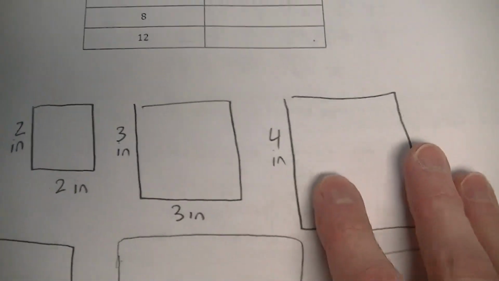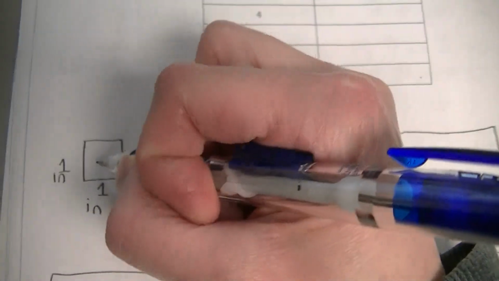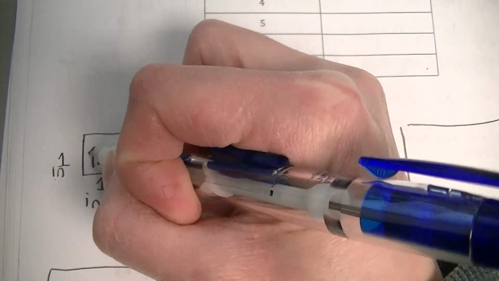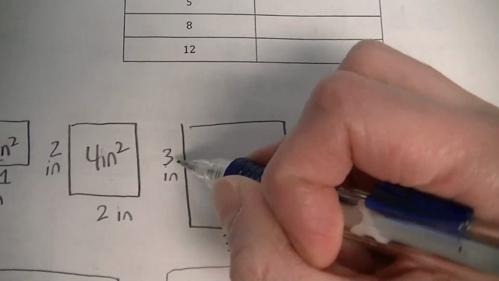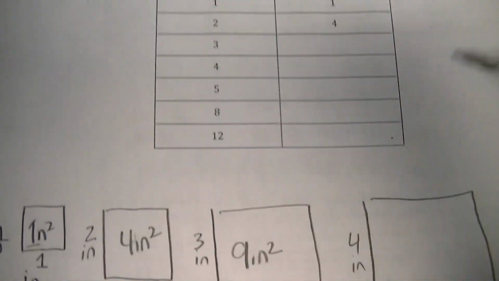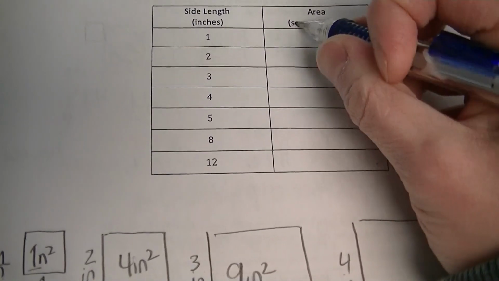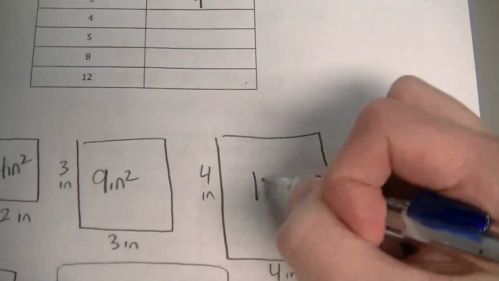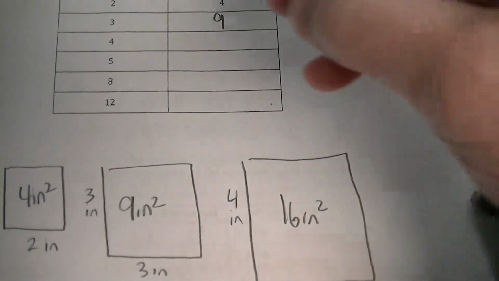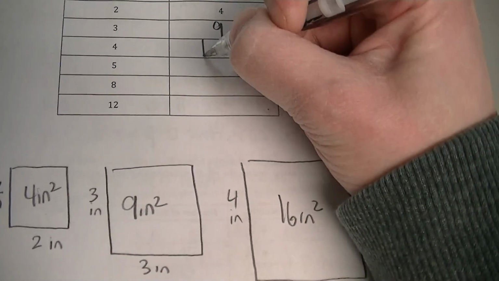So now I drew all these other ones and we can figure out the area. So let me fill this out. 1 inch squared, that's the area. Area here would be 4 inches squared. Area right here, 3 times 3 is 9 inches squared. So I'm gonna put a 9. And they already have it labeled inches or square inches. Okay, right here, 4 times 4 is 16 inches squared. You should go ahead and continue. Okay, figure this out. Don't just copy me.